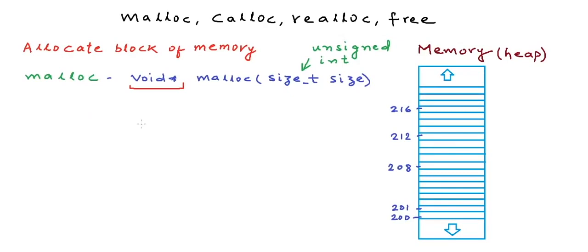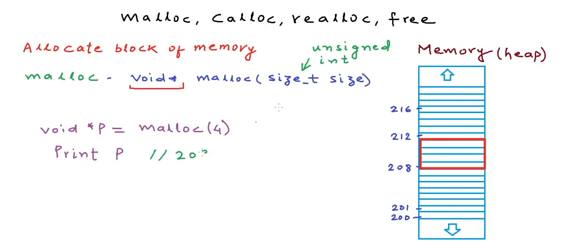Let's say in our code we make a call to malloc something like this, that hey, give me a block of memory that is 4 bytes. Let's say we store the address returned by malloc in a void pointer variable. Now let's assume that this particular rectangular block that we are showing here in red is what gets allocated against this call to malloc. These are 4 bytes. The starting address is 208. So what will be the address in P? If we want to print the address in P, then what will be the output? The output will be 208.